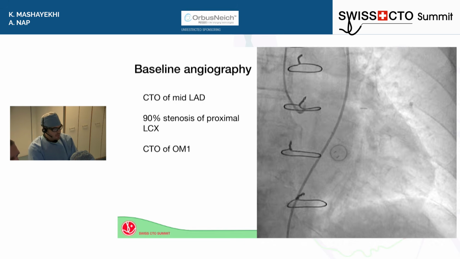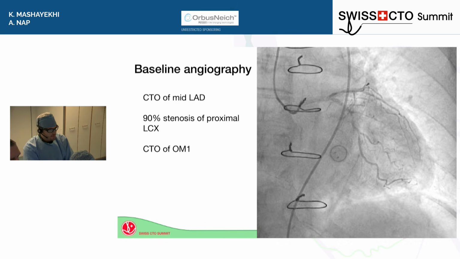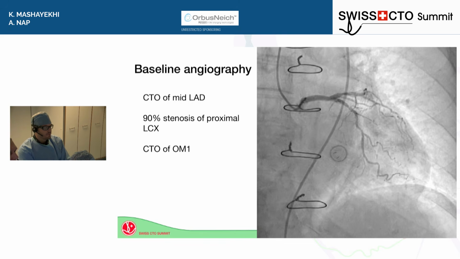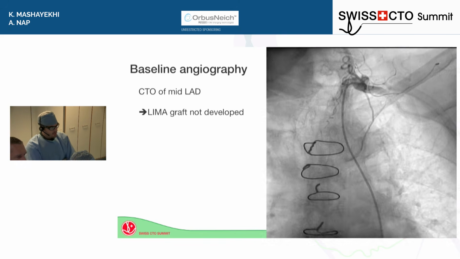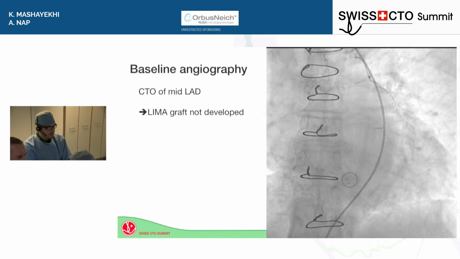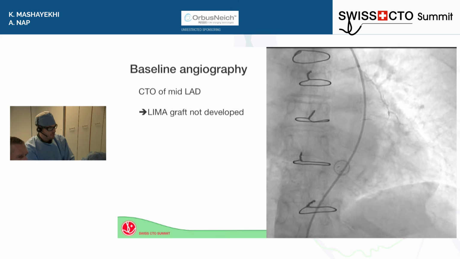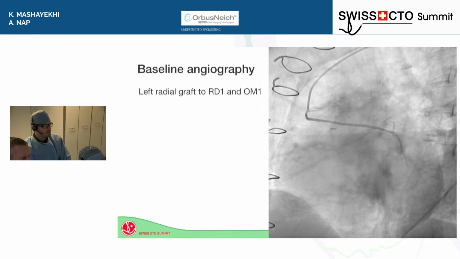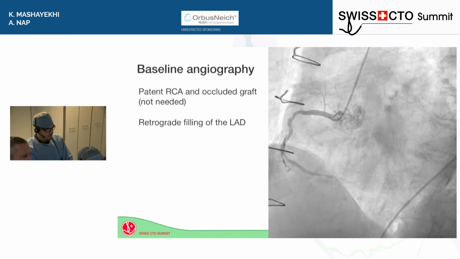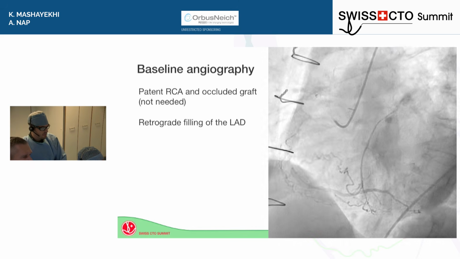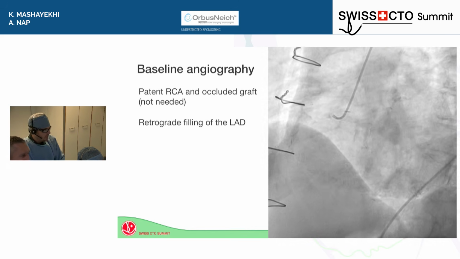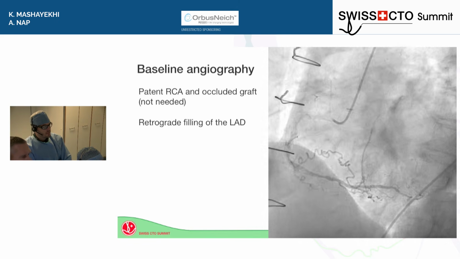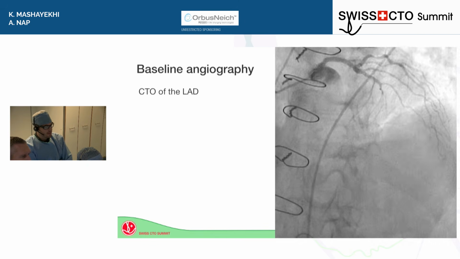And what we see is a CTO of the mid LAD, occlusion of the obtuse marginal branch, and a severe stenosis of the proximal circumflex. The Lima graft is not really well developed, functionally occluded. The free left radial graft is good, patent, and with a good runoff. The RCA is patent, no severe narrowing here, and you can see the LAD is filling from retrograde. This is the left native system.